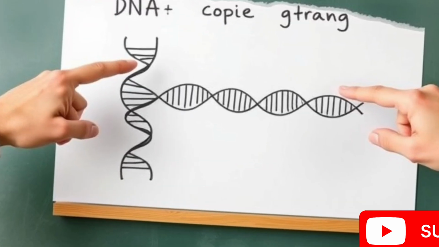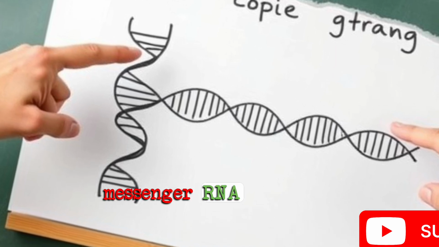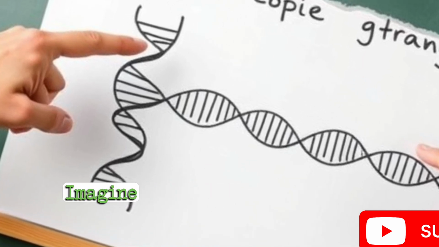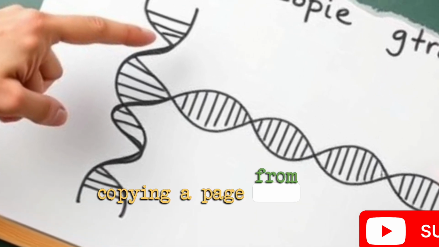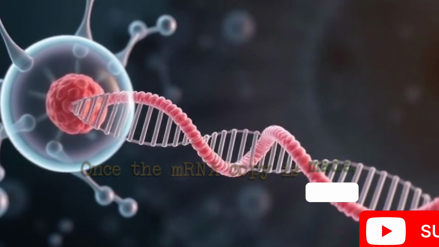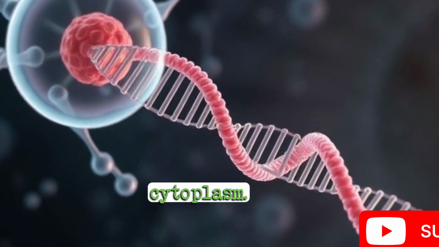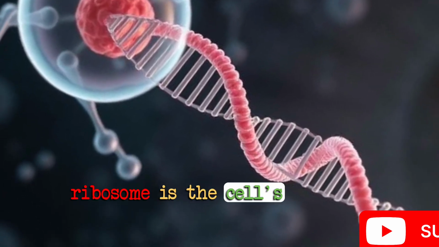Next step is transcription. Here, a section of DNA is copied into messenger RNA or mRNA. Imagine this like photocopying a page from the instruction manual. The copy will travel out of the nucleus. Once the mRNA copy is made, it leaves the nucleus and goes to a ribosome in the cytoplasm. The ribosome is the cell's factory that reads the message.